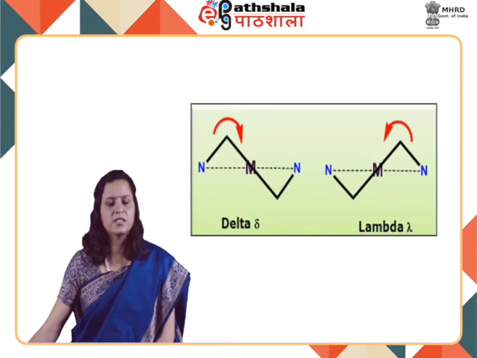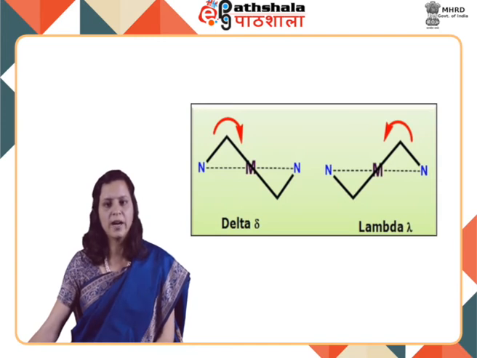The delta and lambda system is available to designate the twisting of the backbone atoms in the chelate ring, and this is relative to the plane of the N atoms. Consider the ligand bonded to the metal as shown here. If all 5 atoms involved are imagined to be in a single plane, this is called a gauche conformation.